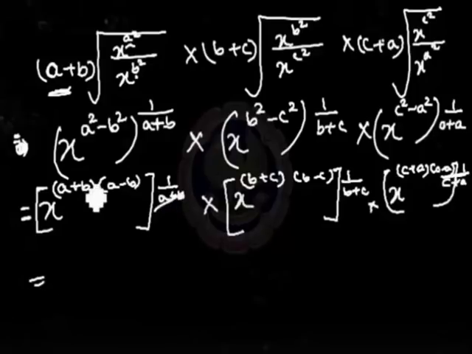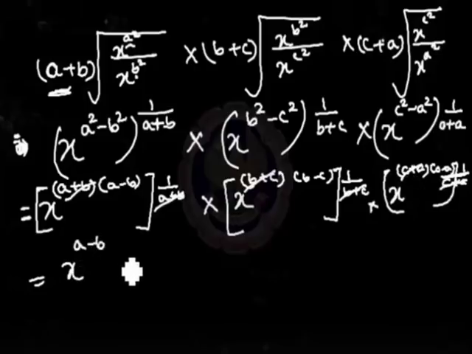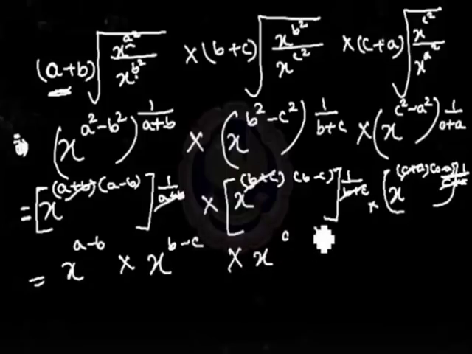So, this gets cancelled, this and this gets cancelled, and this and this gets cancelled. So, we are just cancelling, suppose if we had multiplied it and then things would have got cancelled. So, we are left with x to the power a minus b into x to the power b minus c into x to the power c minus a.